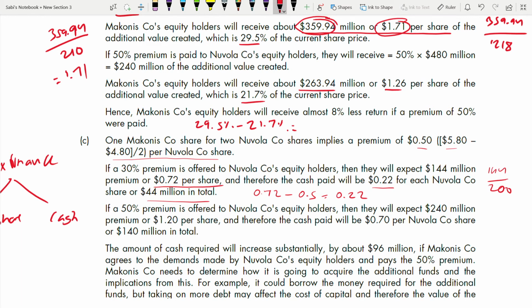For each Novala company share, 45 million in total. How are they getting this in total? 44 million. 0.22 multiplied by 200, the number of shares issued in Novala. That's how they are getting that 44 million in total. You should always be prepared to calculate both, for each share or the total value.